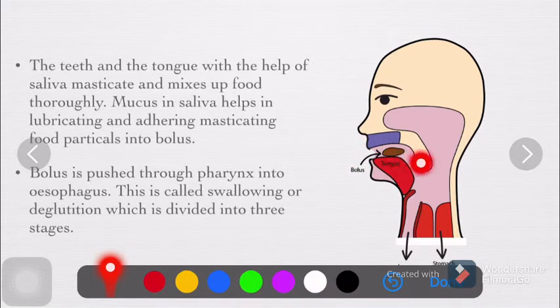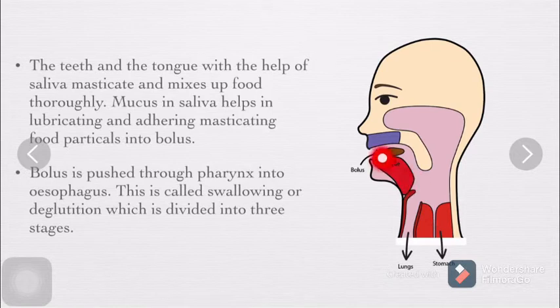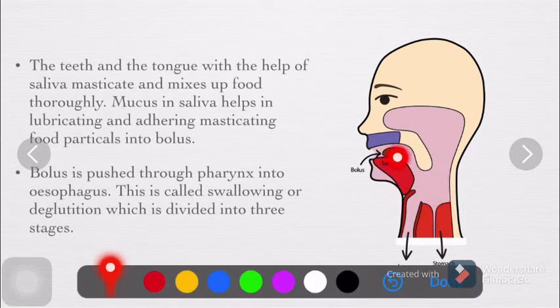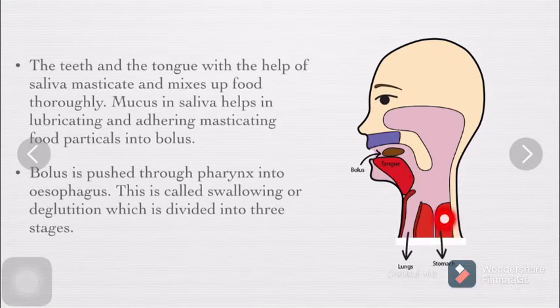The bolus is pushed through the pharynx into the esophagus. This is called swallowing or deglutition, which is divided into three stages. After being masticated by teeth and tongue and mixed thoroughly with saliva, the bolus is pushed from the pharynx into the esophagus. The esophagus is a long tube-like structure which will carry the food from the mouth and transfer it to the stomach, a bag-like structure. This whole process of transferring the bolus from the pharynx into the esophagus is known as swallowing, or deglutition, which is divided into three major stages.